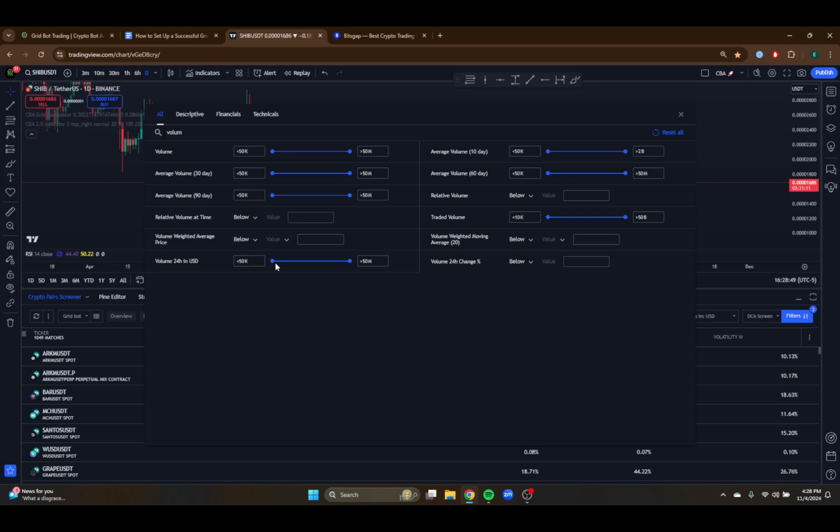So what we're going to do is increase this slightly, maybe to 1 million. And now we have 307 matches. So volume 24-hour in USD means how much capital is being traded in that cryptocurrency within 24 hours. So now we're being displayed cryptocurrencies that are being traded more. So yeah, I'm going to keep it at 1 million.